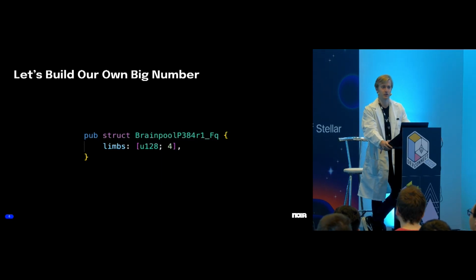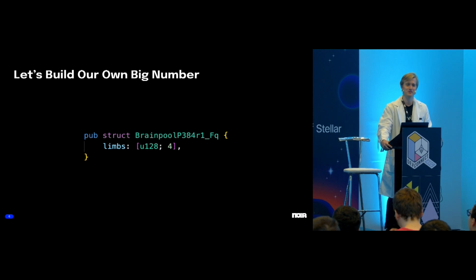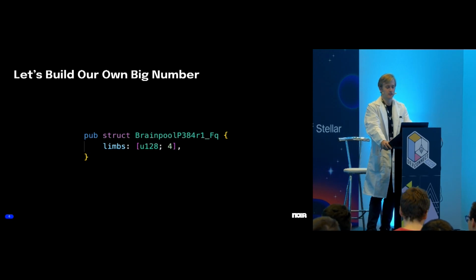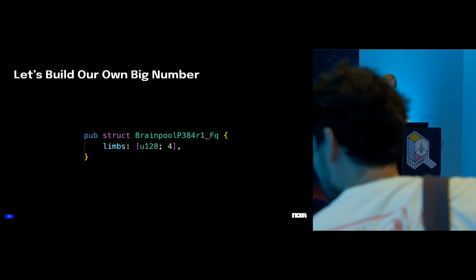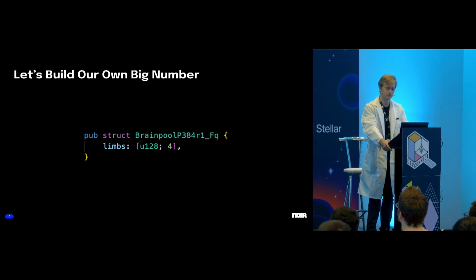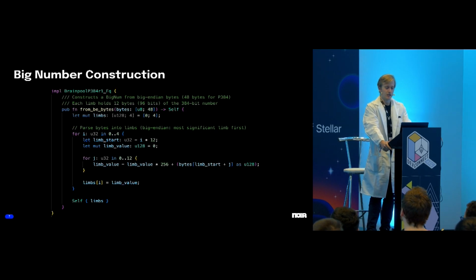So let's get started on building a big number. I want to verify on the Brainpool P384 curve. So we'll start with this simple structure, just 4 different limbs. We're trying to represent in Noir something that's bigger than 254 bits. This is a very simplified version of how we might construct it. And everything's in big endian.